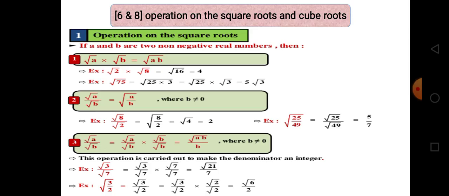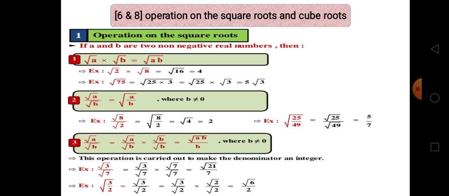Another example, root 75. Factorize 75. 75 equal 3 times 25, so root 75 equal root 25 multiplied by 3. Separate it to become root 25 multiplied by root 3. Root 25 equal 5, root 3 equal root 3, so it became 5 root 3.